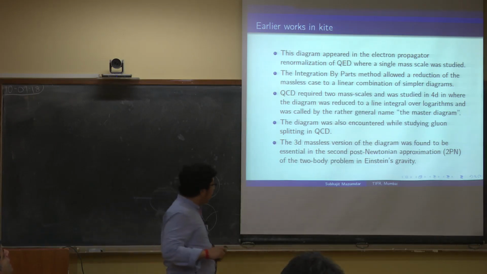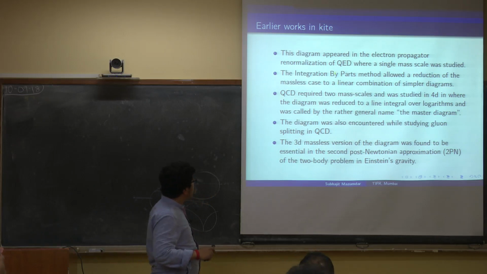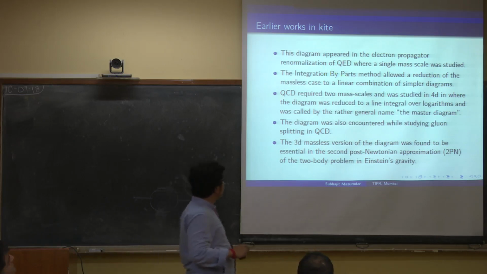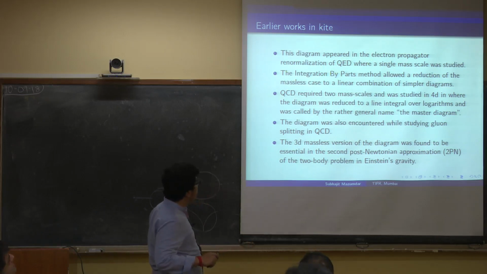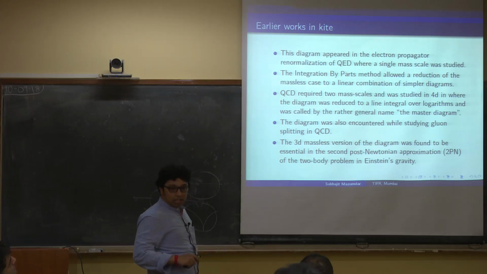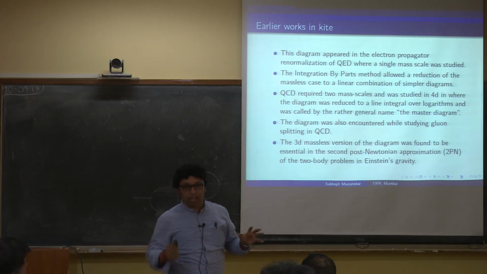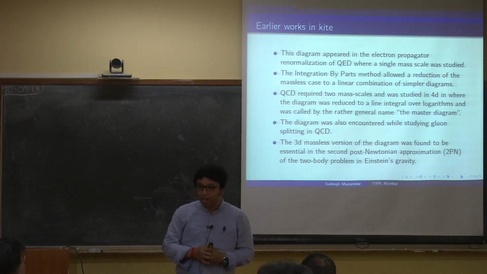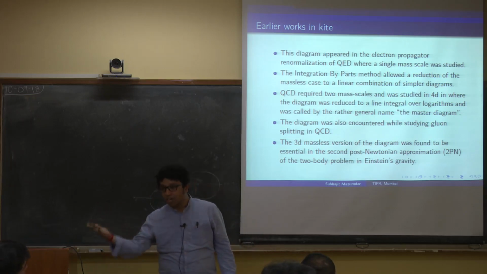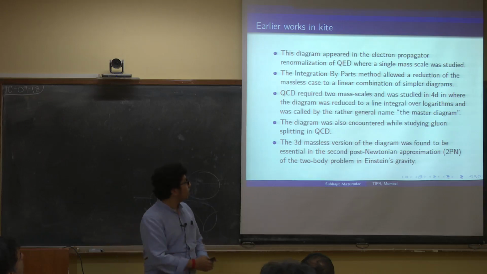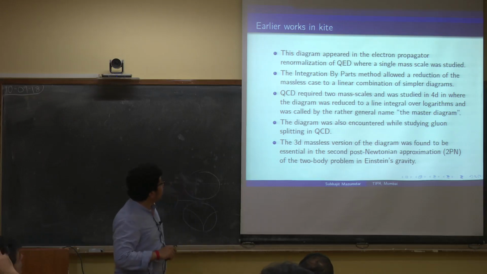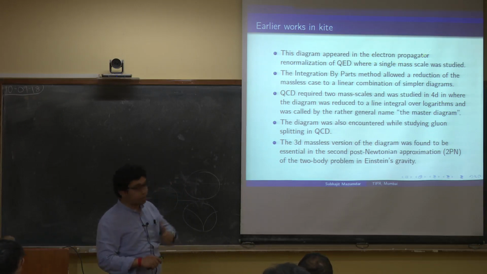This kite diagram, I will show you what it is, appeared in electron propagator renormalization of QED, where a single mass scale was studied. This kite diagram has at most 6 parameters, and in this computation we have considered it to the most general order. So, it has all 6 parameters. In that earlier case it was studied only where there was a single mass scale, others were 0.